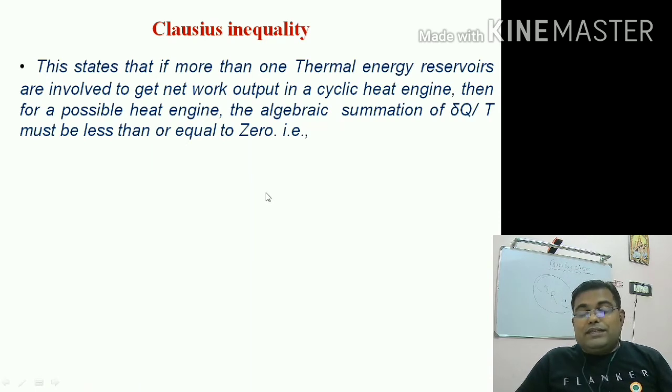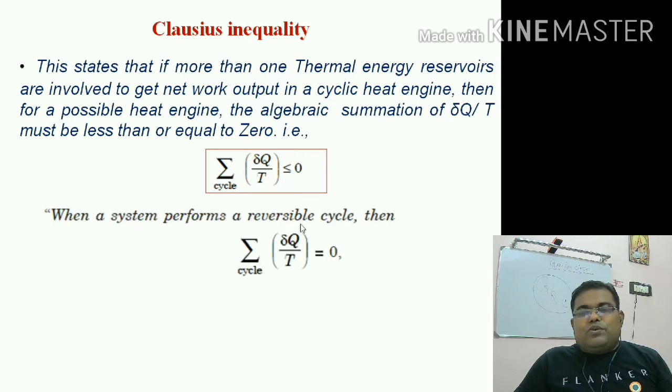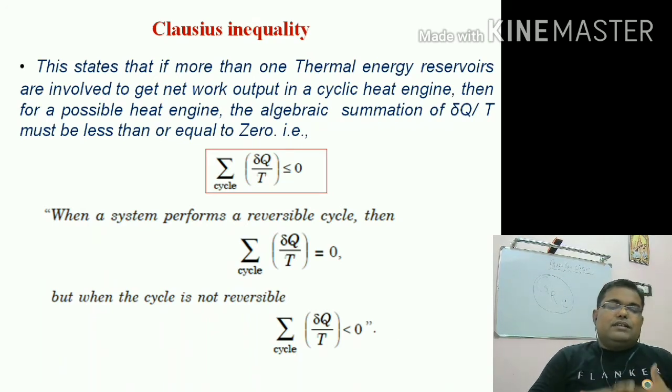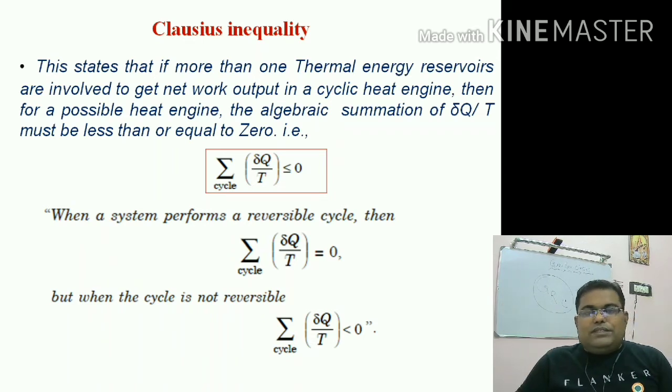If it is going to be greater than 0, that is impossible, and such kind of engine will be impossible. So as per the Clausius inequality, the algebraic summation over a cycle of dou q by T should be less than or equal to 0. So when a system performs a reversible cycle, if it is completely reversible, in that case summation of dou q by T will be 0, right? If the cycle is not reversible, in that case it will be less than 0, but nowhere will it be greater than 0. If you are getting algebraic summation of dq by T greater than 0, that means such kind of device is impossible, right, as per the second law.